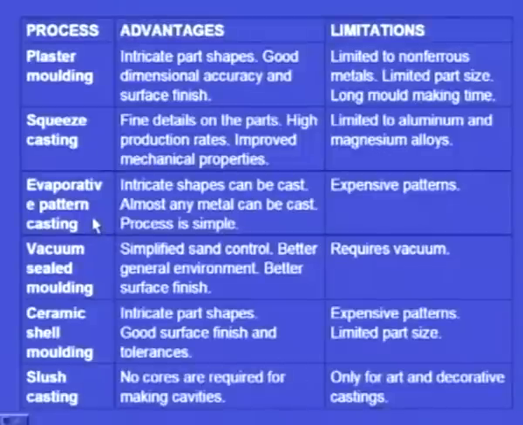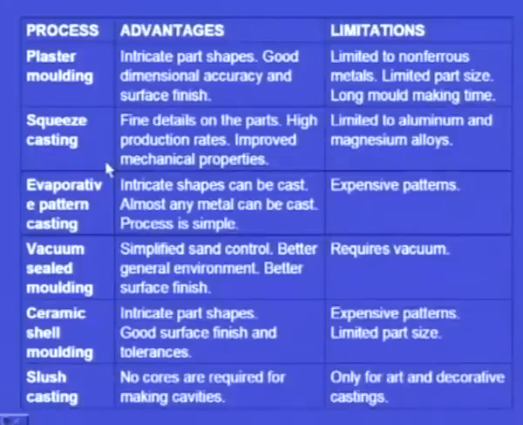Next one, plaster molding. Intricate, complex part shapes can be obtained, and we get good surface finish and good dimensional accuracy. It has limitations: it is limited only to non-ferrous metals, only non-ferrous metals can be cast using a plaster mold, and the mold making time is long.